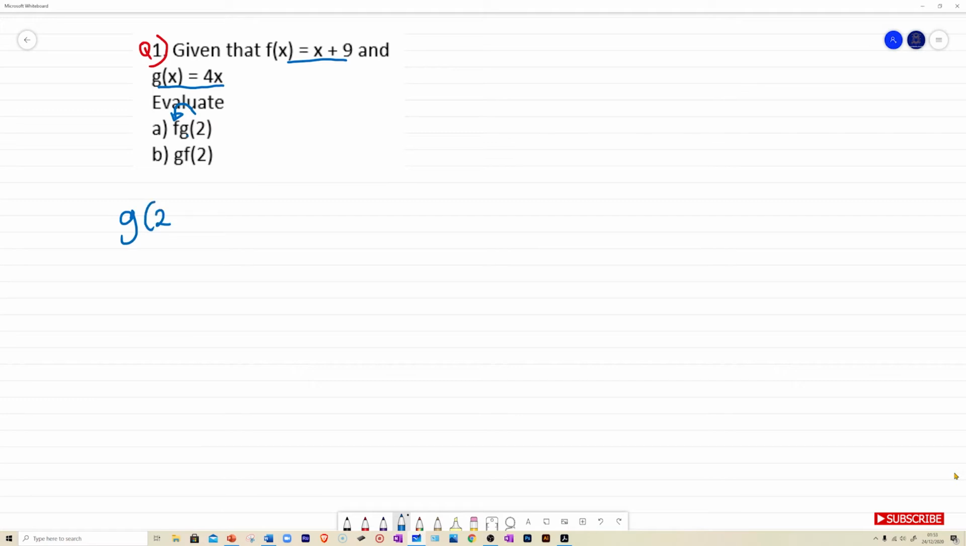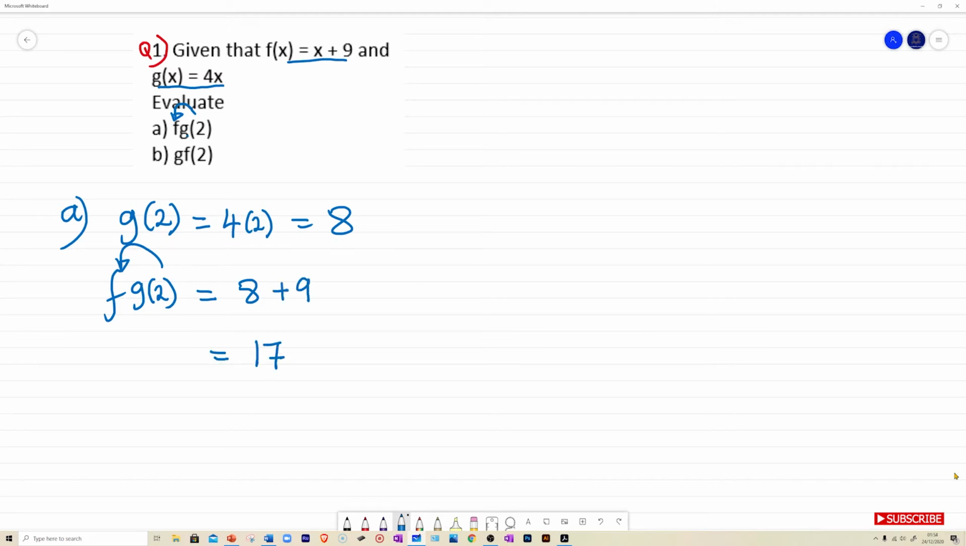Okay, so let's find g of 2 first. So g of 2, and this is a. The definition for g of x is 4x. So that's going to be 4 times 2, which is equal to 8. So now fg of 2 is going to be equal to, so we are putting g into f. g of 2 is your input for f of x. So wherever there is x, we're going to put g of 2, which is 8. So that's going to be 8, and the remainder is plus 9. So the answer to this then is 17.